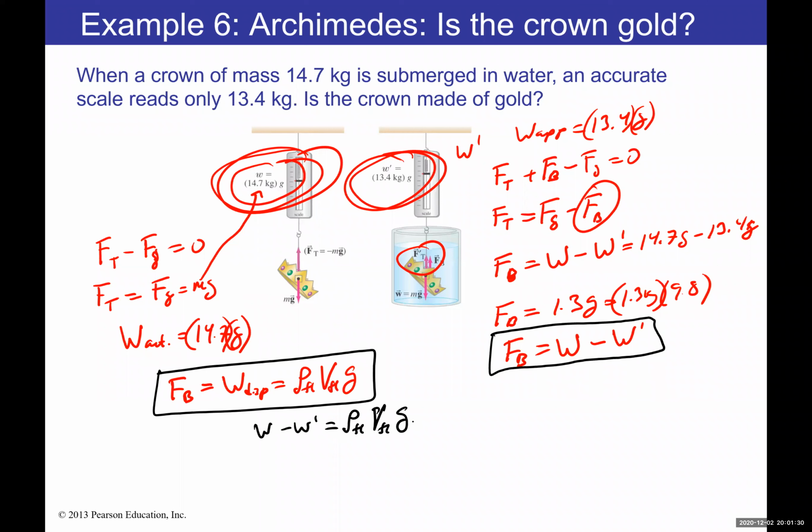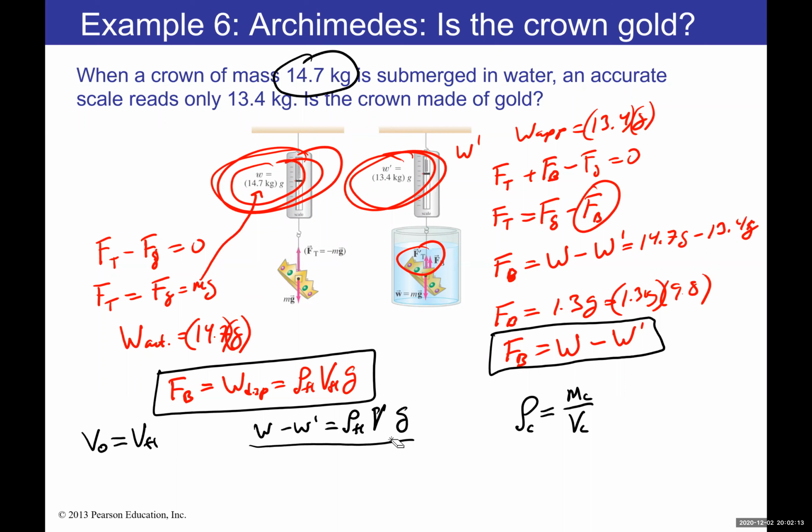From here we don't see any information about the density of the gold. What we do have is the equation for the density of the crown: the density of the crown equals the mass of the crown divided by the volume of the crown. We have the mass of the crown, its actual mass, 14.7, but we don't have the volume of the crown. How do we get it? From this equation, because I have the volume of the fluid, and what Archimedes discovered is that it is exactly the same as the volume of the object.